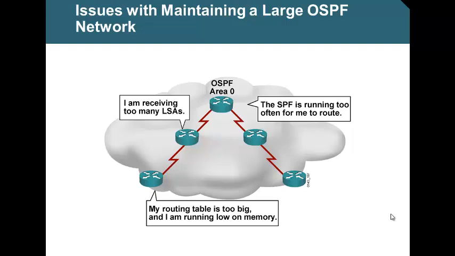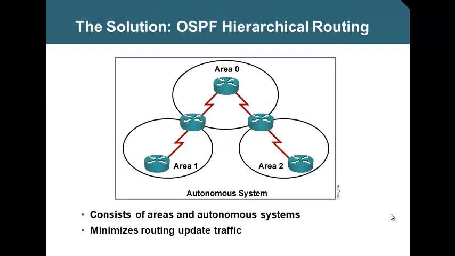If not summarization, you need to do stub. That is another solution. We'll talk about stub later. We'll talk about summarization later. What we are going to talk about now is the different types of advertisements the link state OSPF routing protocol will send. When you have multiple areas, as I said earlier, you can do summarization on the ABR, which minimizes the routing update traffic.